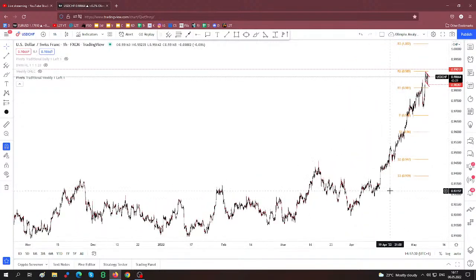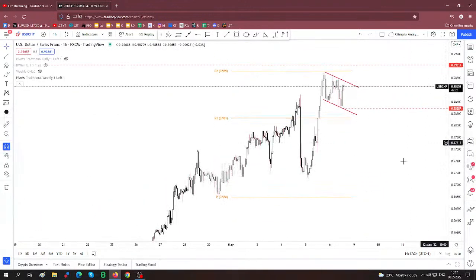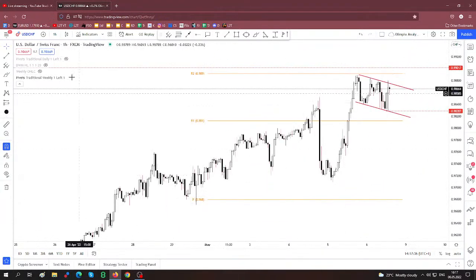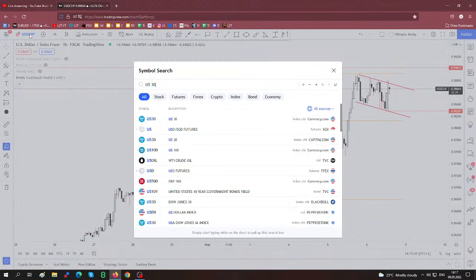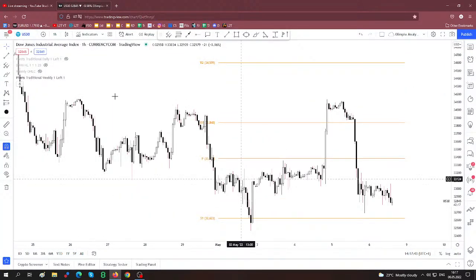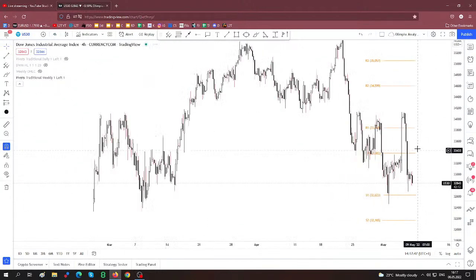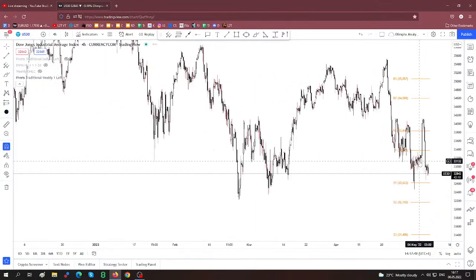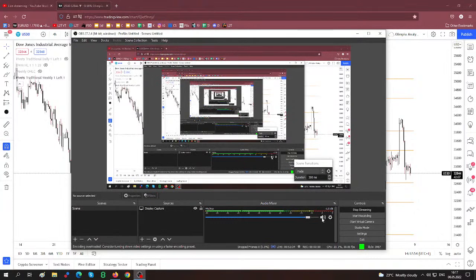US dollar, Swiss franc. So Dow Jones analysis, US 30. One moment, guys.